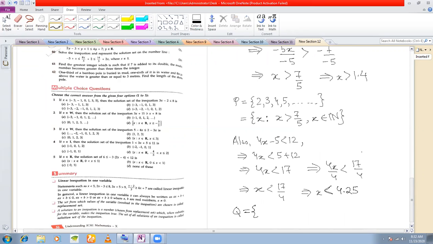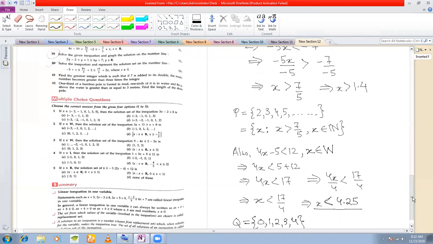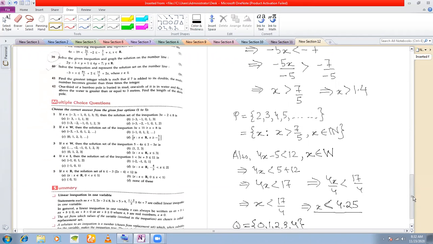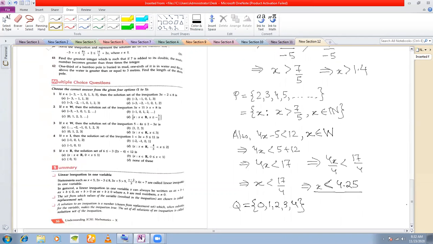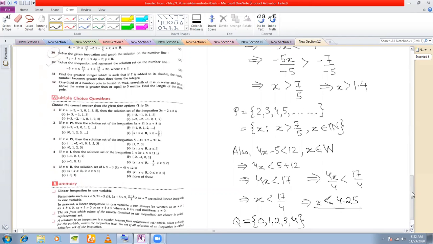So what should your solution set Q be? The replacement set here is the set of whole numbers. What are the whole numbers less than 4.25? 1, 2, 3, and 4 only. So this is a finite set. Finite sets can also be written in set builder form, but you don't need to. Try to write only infinite sets in set builder form.